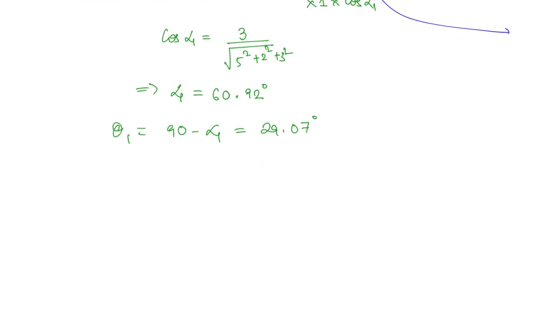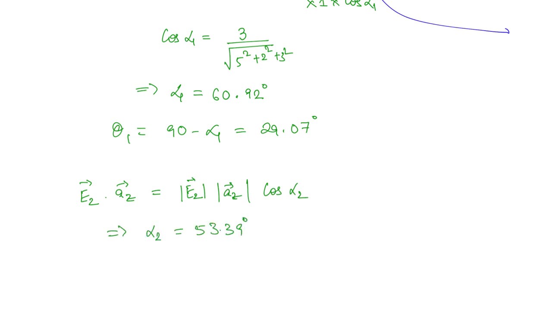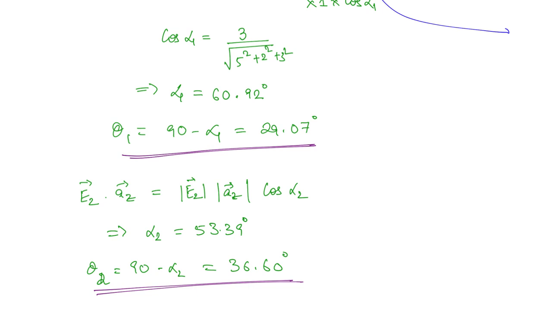Similarly, you can do the same thing with E2 bar. You can take E2 bar dot AZ bar is equal to mod E2 mod AZ bar cos alpha 2. From here also you can find alpha 2, and you are going to get 53.39 degrees. So theta 2 is equal to 90 minus alpha 2, which is 36.60 degrees. So the angle made by E1 is 29.07 and by E2 is 36.60.